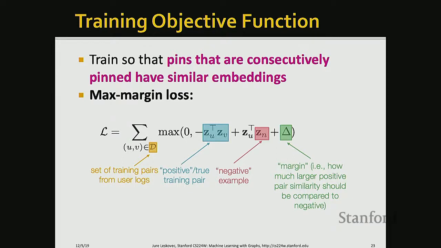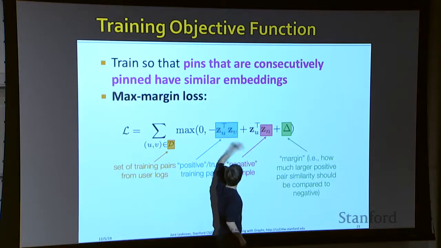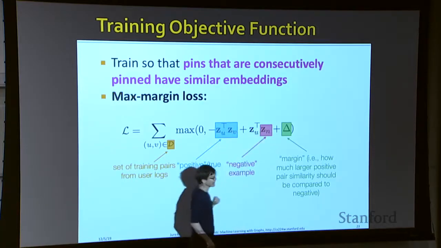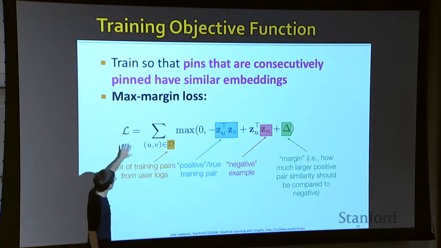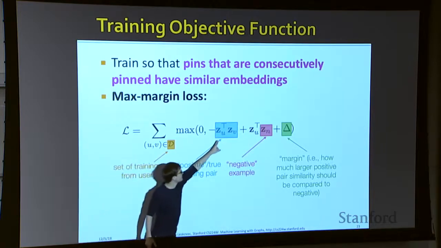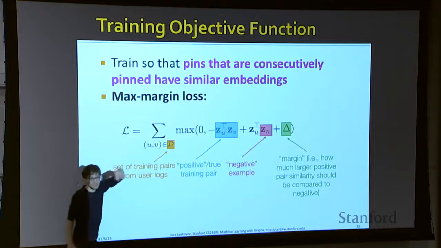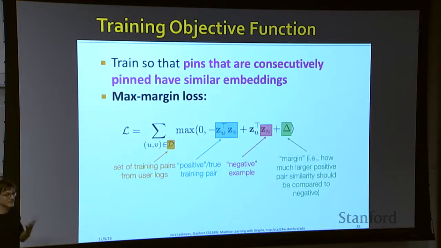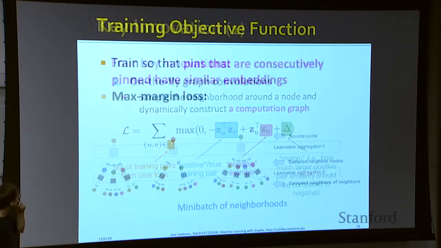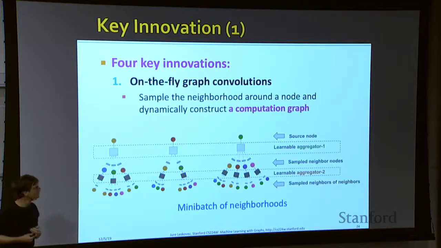And this is called the max margin loss. The reason why it's called the max margin is because I have this delta term here, and this tells me how much more similar is the positive pair versus the negative pair, right? And I want to select the embedding Z in such a way that this loss is minimized. That's what I want to do. Okay, so now how do I do this?